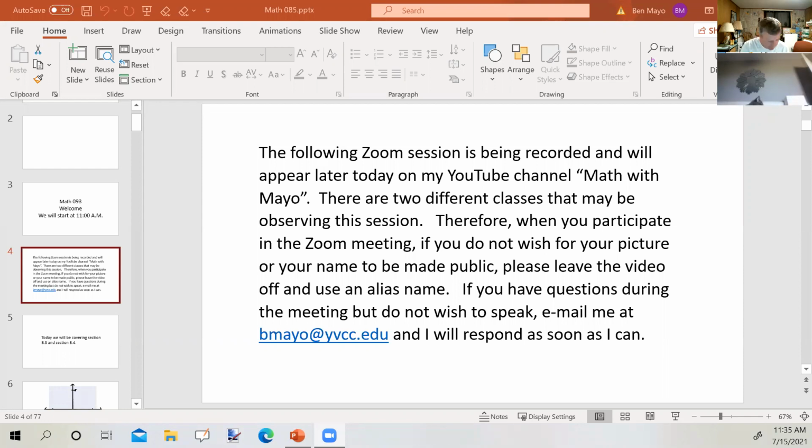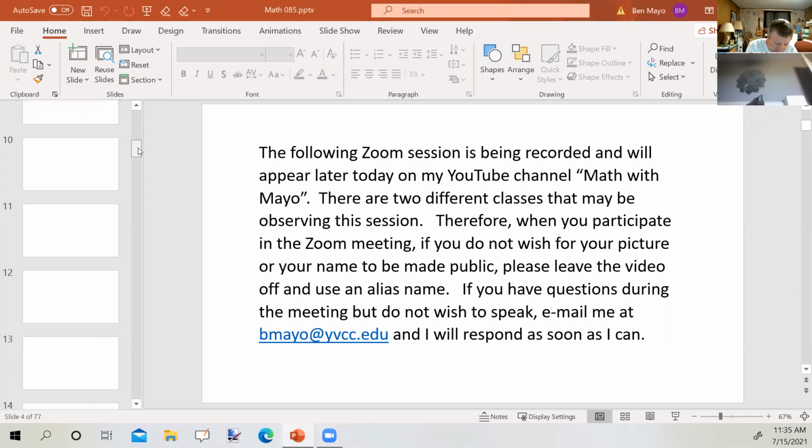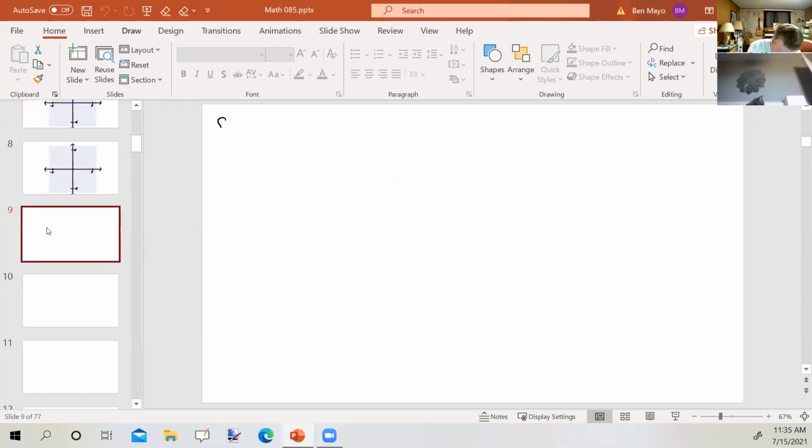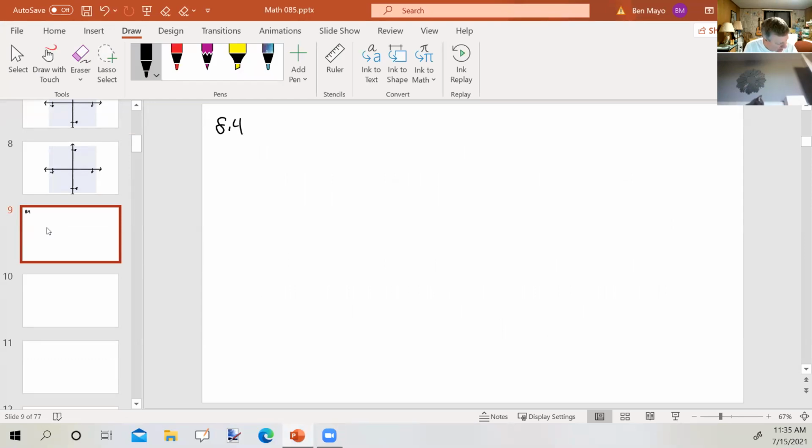Okay, so we're going to go on and look at section 8.4, which is solving compound inequalities. All right.